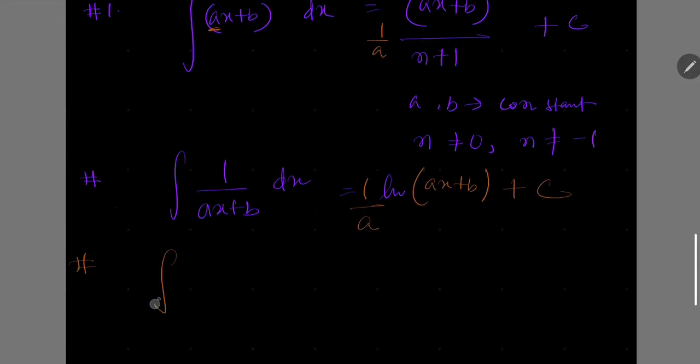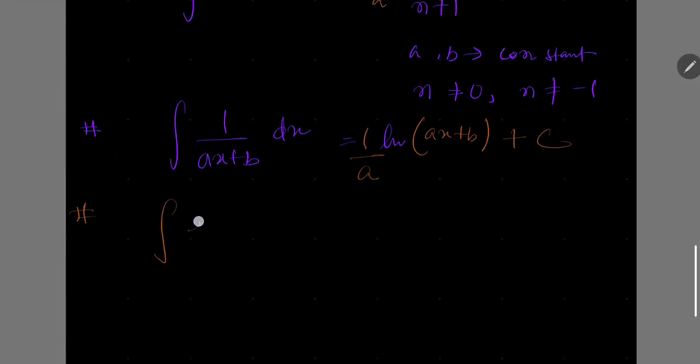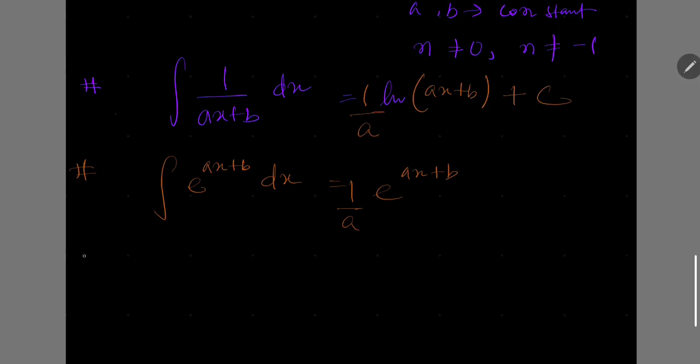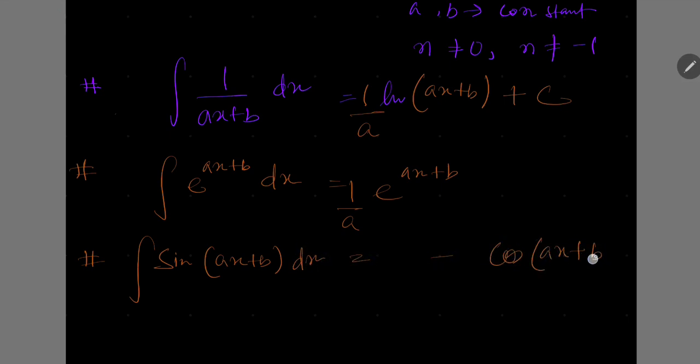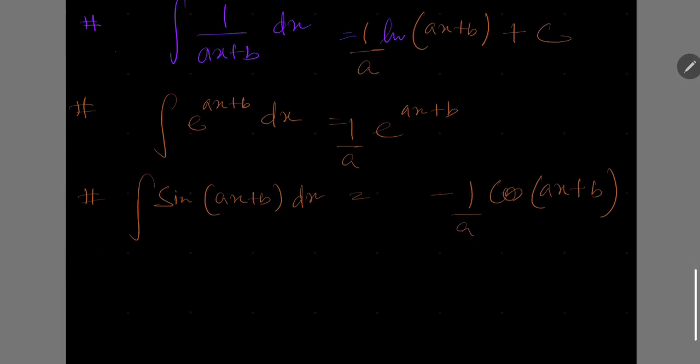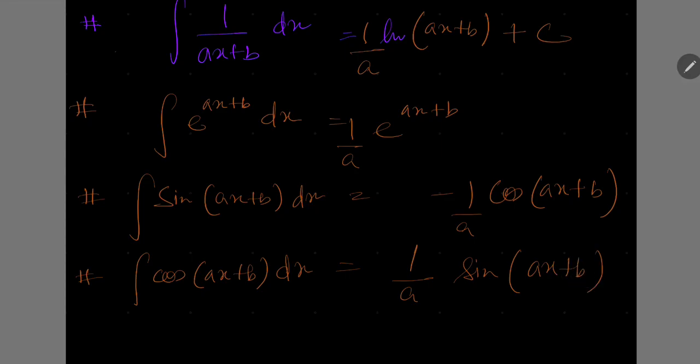Next, integration of e raised to (ax plus b) dx. The answer will be e raised to (ax plus b) into 1 by a. Next is sin(ax plus b) dx. The integration will be minus cos(ax plus b) into 1 by a. Next is cos(ax plus b) dx. The answer is 1 by a sin(ax plus b).